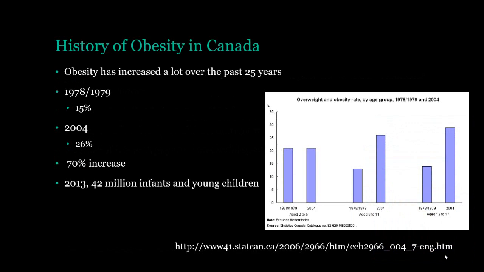Next, we have the history of obesity in Canada. Canada, like many nations, is in the midst of an epidemic of overweight and obesity. There has been a dramatic increase in unhealthy weights in Canada. Childhood overweight and obesity has been rising steadily in Canada over the past 25 years. Between 1978 and 1979 and 2004, the combined prevalence of overweight and obesity among those aged 2 to 17 years increased from 15% to 26%. This is a 70% increase.